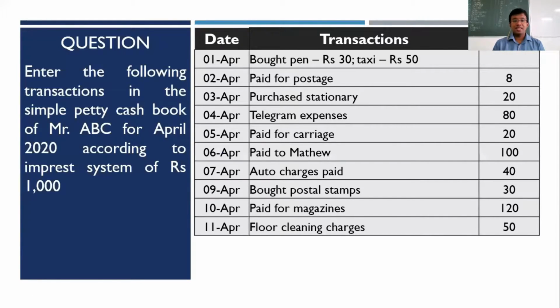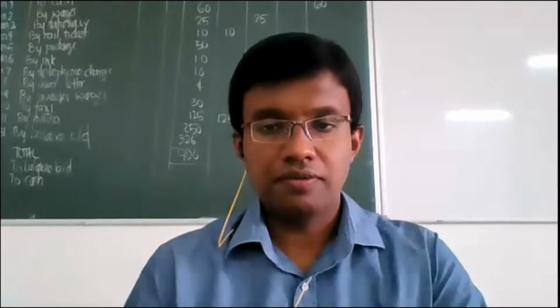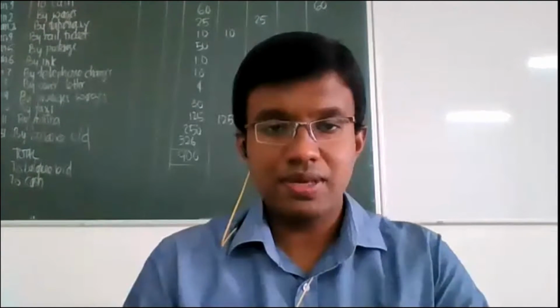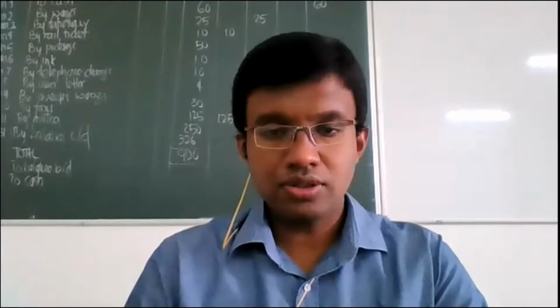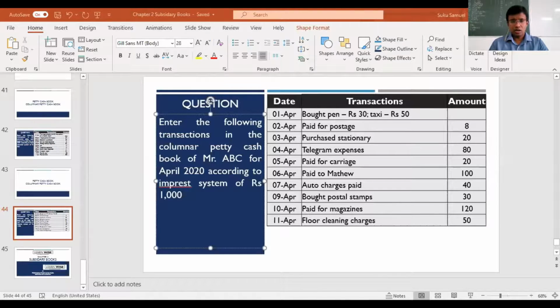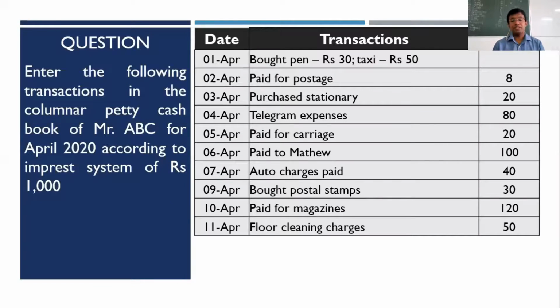So the question goes like this: enter the following transactions in columnar petty cash book of Mr. ABC for April 2020, according to Imprest System for rupees 1000. So here the imprest amount is rupees 1000, and they've given us some transactions and we have to enter 10 transactions into those. So remember, here we will be preparing the columnar petty cash book according to Imprest System.